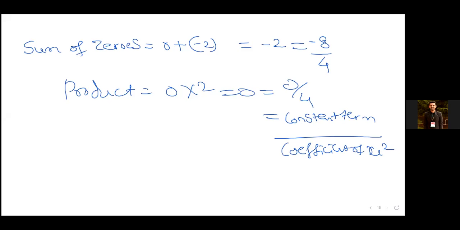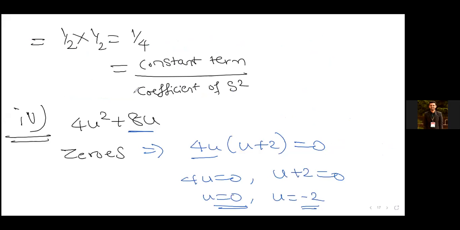Did I miss anything here? Because the sum of zeros I'm getting here is minus 8 by 4, but in the polynomial it is plus 8.